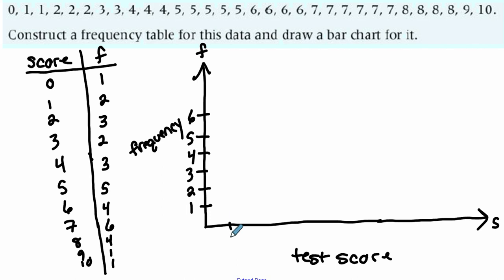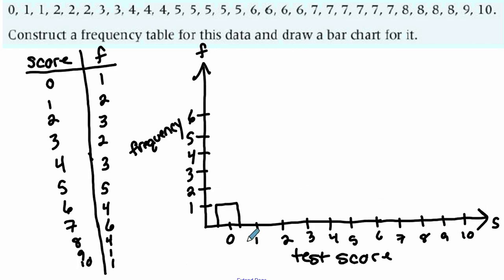So we start with 0, and there is 1 zero. Go halfway around each side of the 0 up to 1. And then we space it over. Then we do 1, 2, all the way up through 10. And then when we make our bars, at 1, it's 2. We put a space in there. We come up to 2, and we come back down. And then for 2, that's at 3, so there's a little space. We go up to 3, and we come down. Keep doing that for all 10 of them.